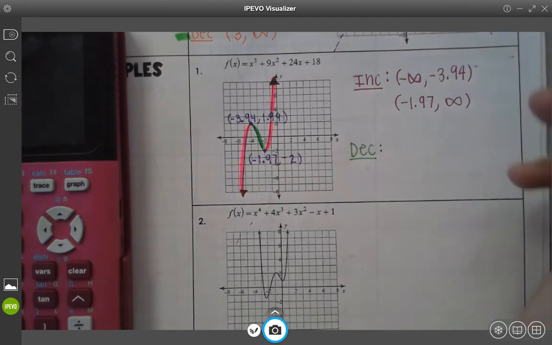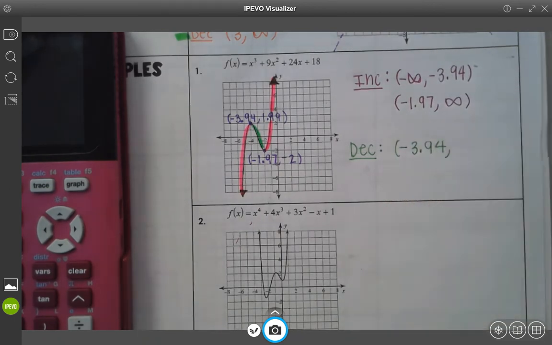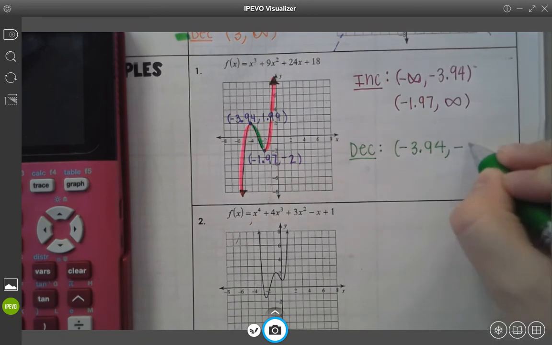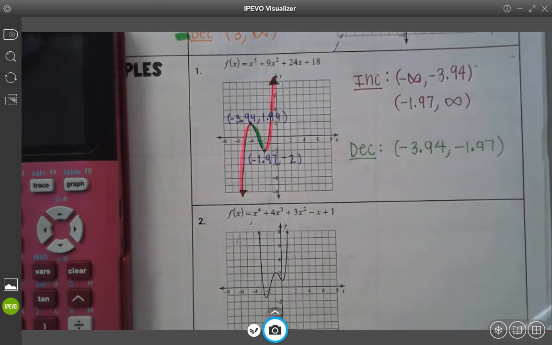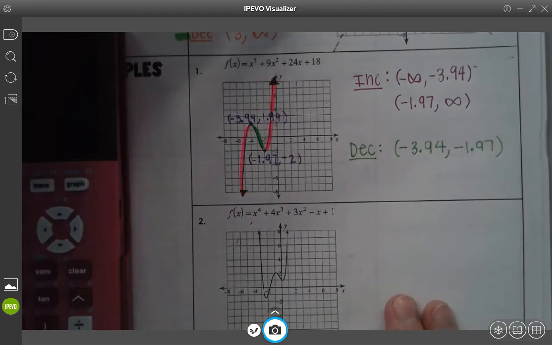So the decreasing interval, where does it start? Negative 3.94. And where does it stop? Negative 1.97. Good. Are there any questions? Let's go to number 2.